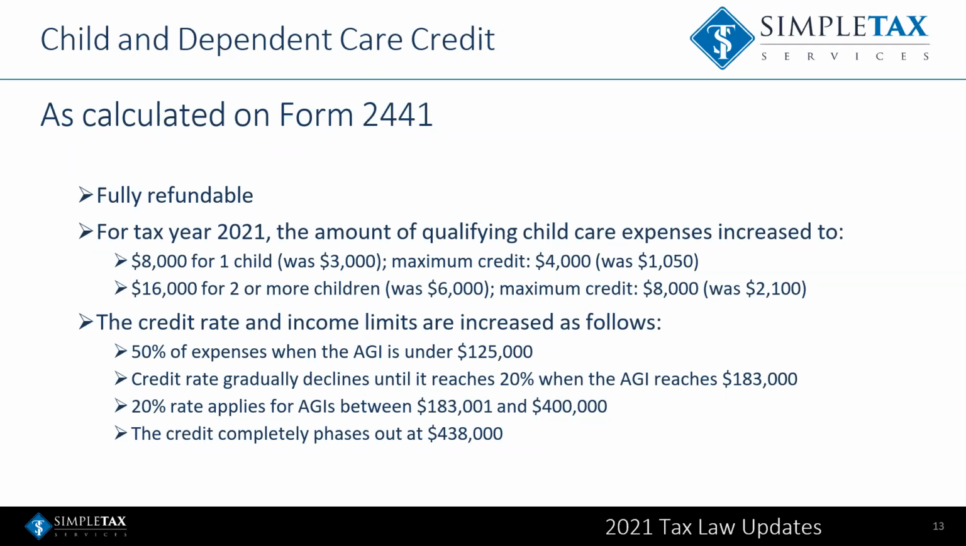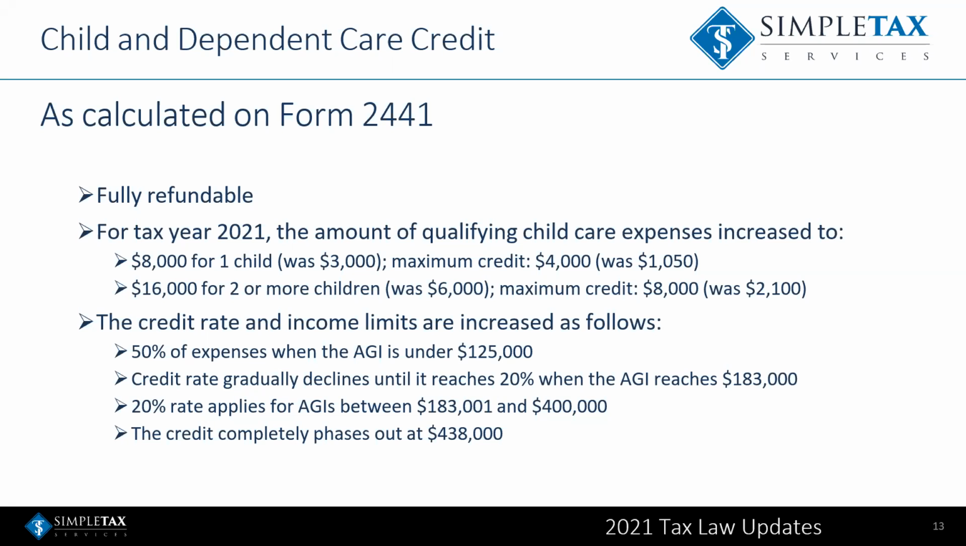So the way this credit works is if you have one child and you have $8,000 in expenses for childcare, then you qualify for 50% of your expenses as a credit, right? As long as your AGI is under $125,000. Which is going to be probably the overwhelming majority. Now, this AGI is not specific to single or head of household. It is all filing statuses under $125,000.